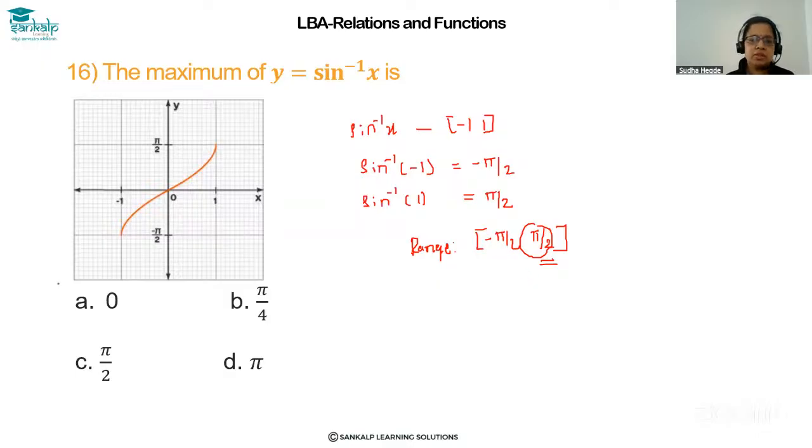Therefore, see the options. Option A, 0, option B, pi/4, option C, pi/2, option D, pi. So option C, pi/2 is the correct answer. You can see in the graph also, the highest value in this graph is pi/2. Therefore, option C, pi/2 is the correct answer. Got it right? Thank you.